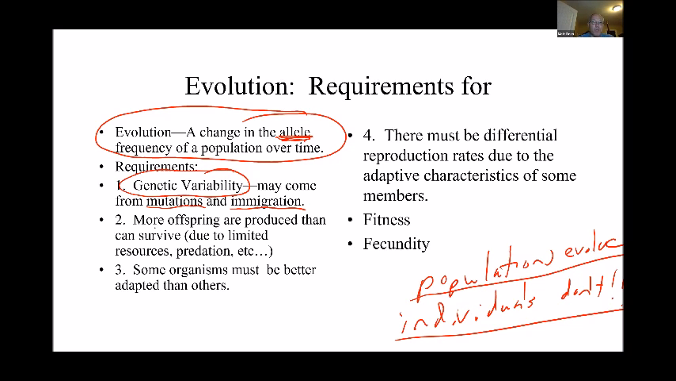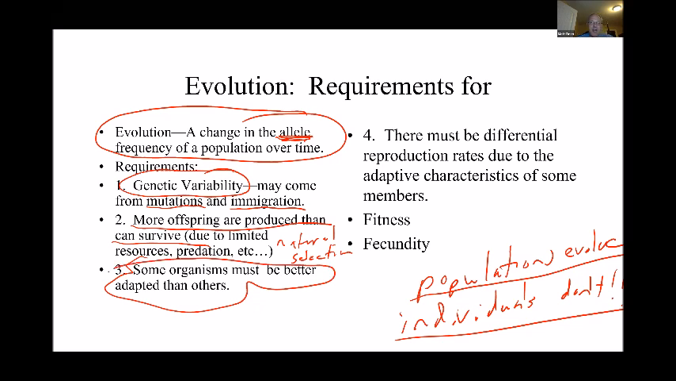Second, more offspring are produced than can survive. This is where natural selection comes into play. Nature kills. Some organisms survive, some don't. The organisms that are better adapted to that specific environment are the ones that are more likely to live. Now note, some adaptations are good in one environment, but not in another. It's not that one gene's better than another. It's that one gene or one trait is better in a specific environment than it is in another.